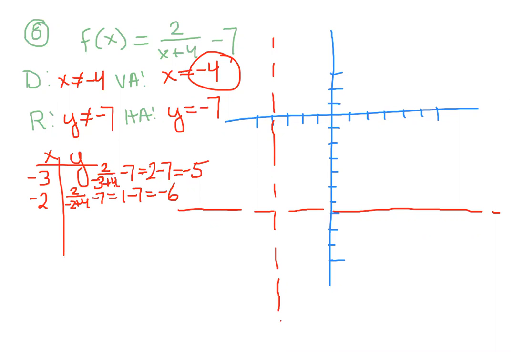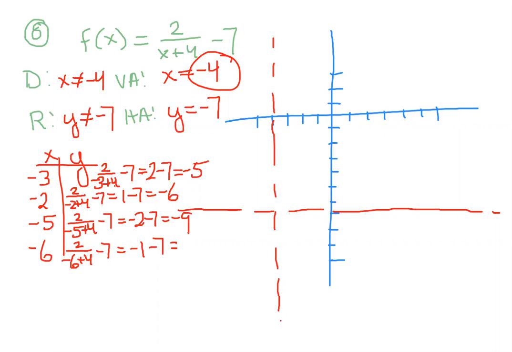And then I'll pick on the other side. So let's pick negative 5. And we get 2 over negative 5 plus 4. That's going to give us a negative 1. That's going to be negative 2 minus 7, which is negative 9. And if we pick a negative 6, that's a negative 2. So this is negative 1 minus 7, which is negative 8.